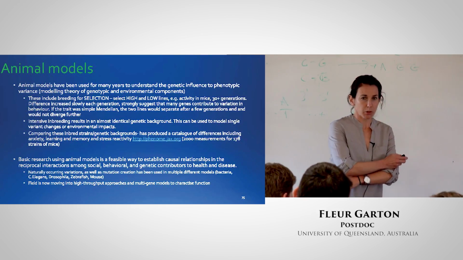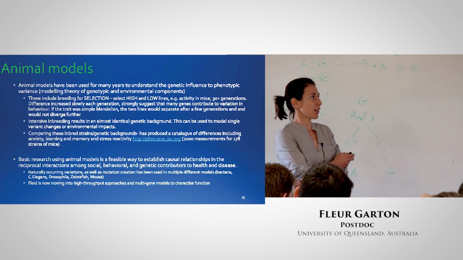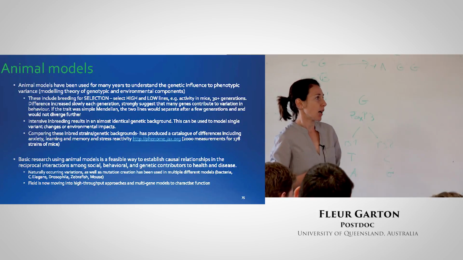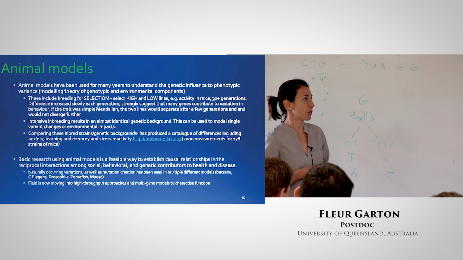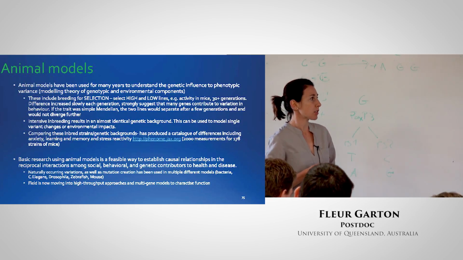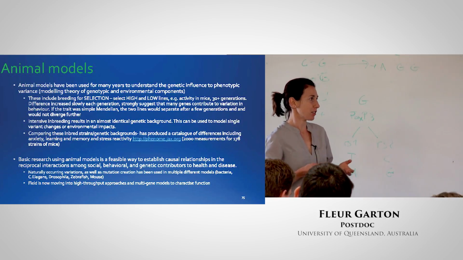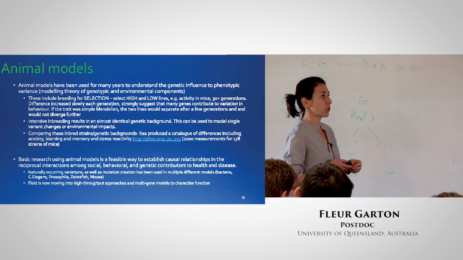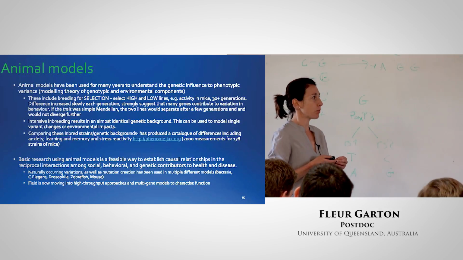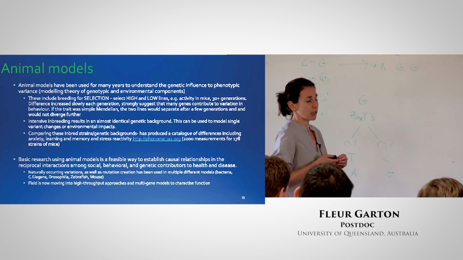Okay, so animal models. These aren't recent. They've been used for many, many years to understand the genetic influence related to phenotypic variants. And they've actually been used without knowing the genes of action, but they have been used to model theory of genotypic and environmental components. So there's been a lot of breeding for selection.